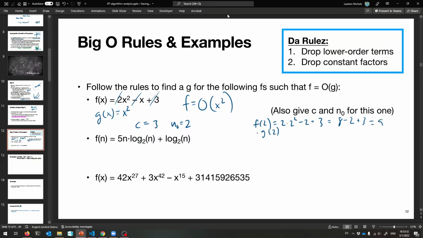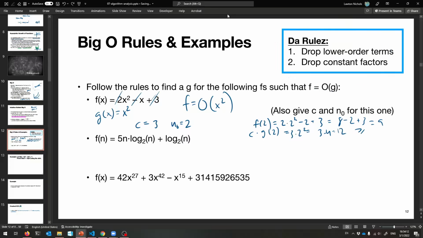Times that constant, right? C times g of 2, because you always have that out in front. That is equal to x squared, right, times our constant. So x squared is 4 times 3, 2 squared, times 3, which is 3 times 4, which is 12, and it's bigger, greater than or equal to. Okay? And then as you get bigger for values of x, it still wins. Okay? So that's essentially the proof for why this is true, but if you just follow the rules, you'll always make the right answer. Okay?